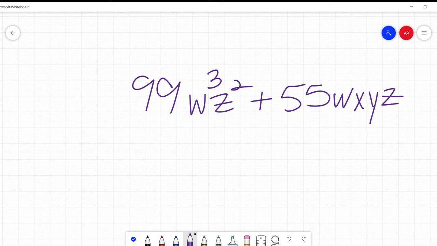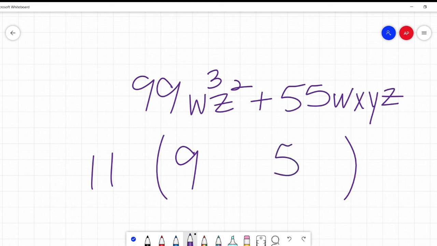For this one, I would say, all right, for both of these, 11 is the largest number that goes into both of those numbers. It goes into 99 9 times. It goes into 55 5 times. For our variables, I have a w in each one. I pull out the most that I can, which is just w, and it leaves w squared in the first one and just the number 1 in the second, so I'm not going to write that.